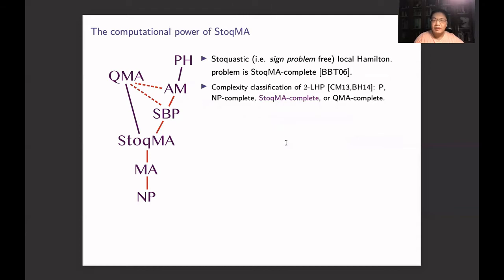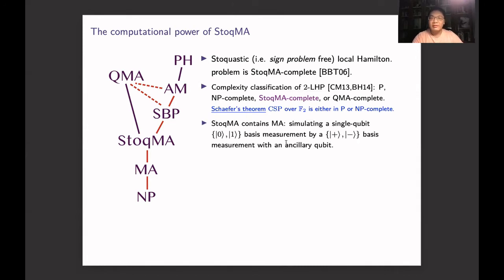Also, StoqMA appears in this complexity classification of two-local Hamiltonian problems, which is by Cubitt, Montanaro, and Bravyi-Hastings. Such a problem is either in P, or NP-complete, or StoqMA-complete, or QMA-complete. It's a quantum analog of Schaefer's theorem for CSP.